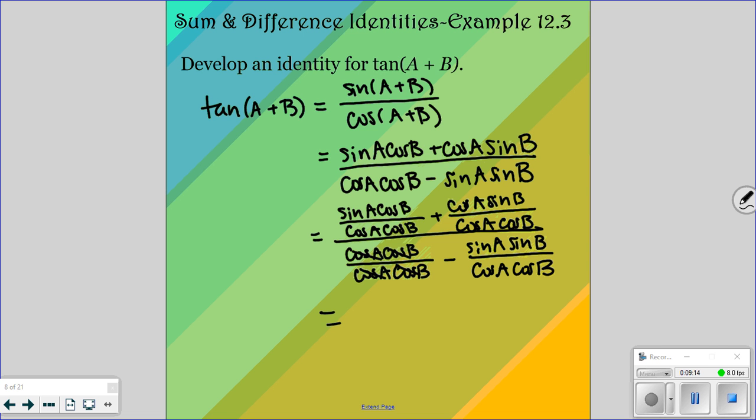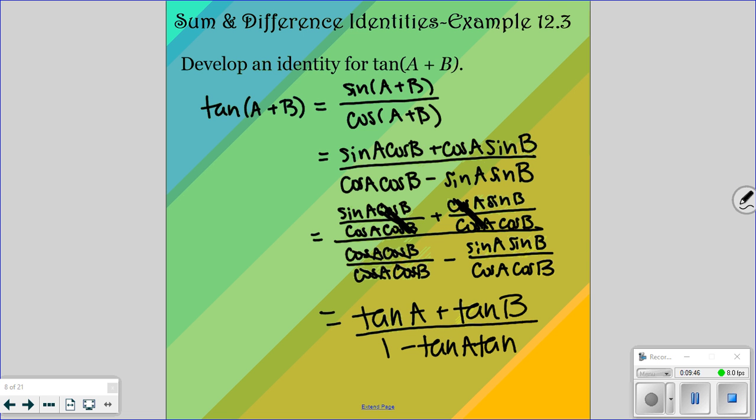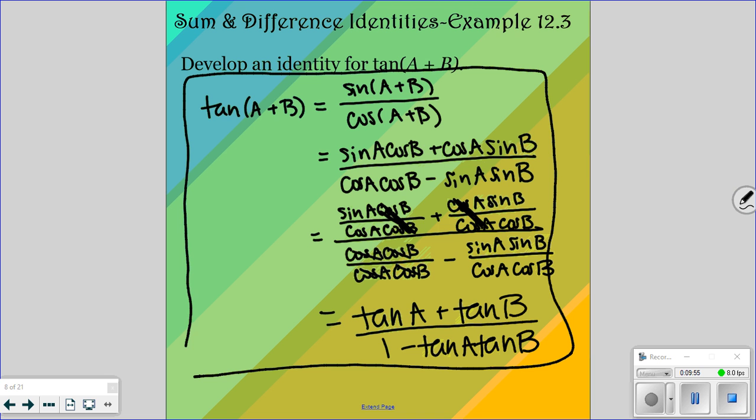And now you're just going to simplify them. So on this one, the cosine of B's will cancel, and we're left with sine of A over cosine of A, which is actually just tangent of A. On this one, the cosine of A's cancel, and we have sine of B over cosine of B, which is just tangent of B. We already made that a 1 because everything canceled out. And then we have nothing canceling here. Sine of A over cosine of A is tangent of A. And sine of B over cosine of B is tangent of B. And so this whole thing would be developing your tangent identity.